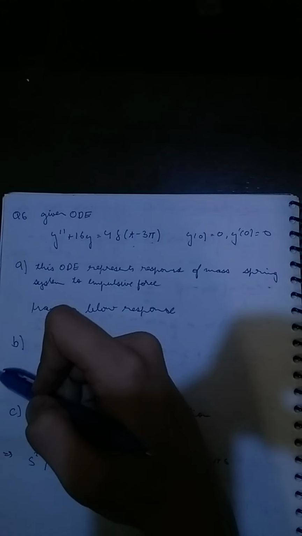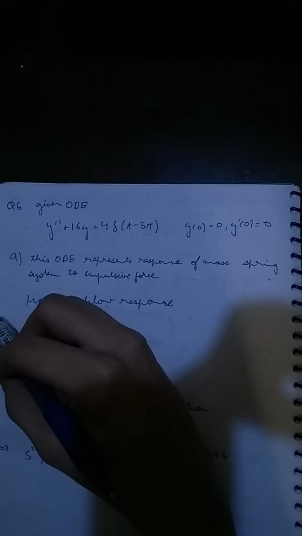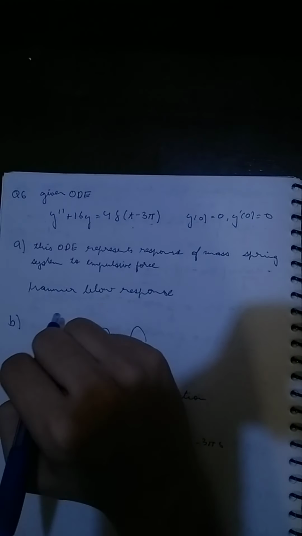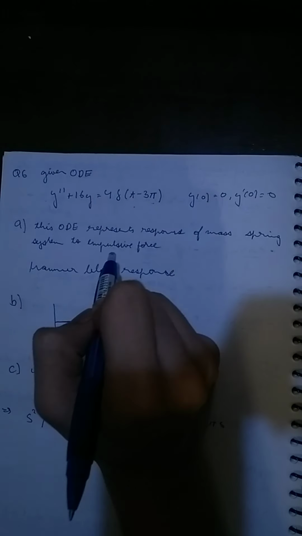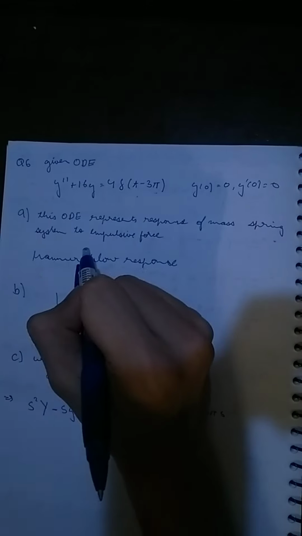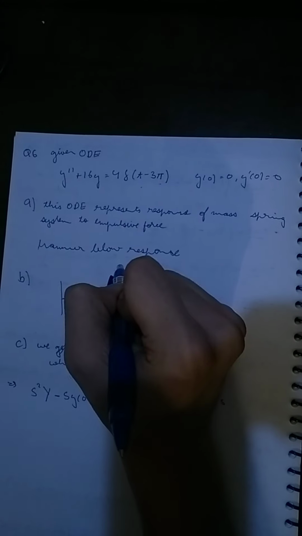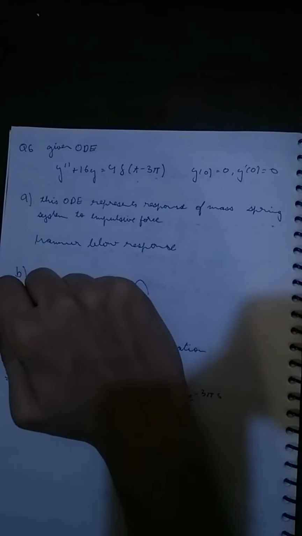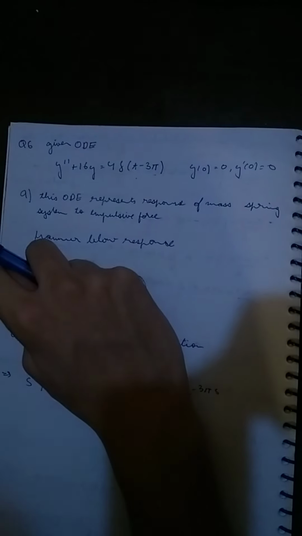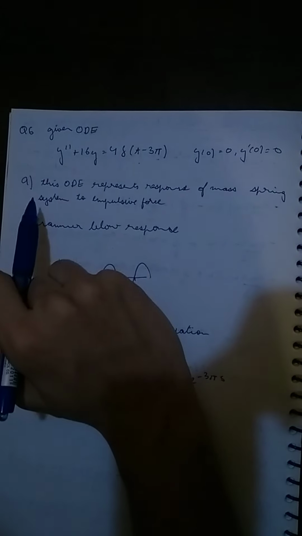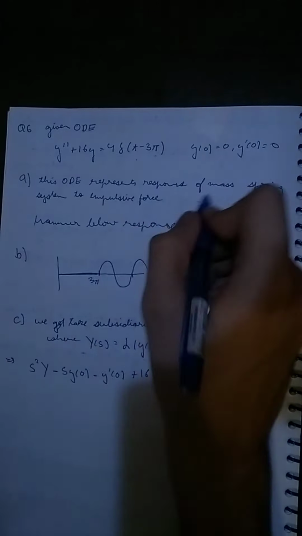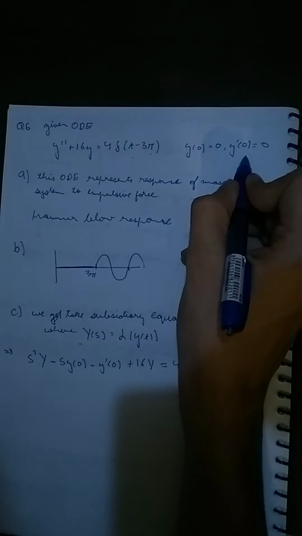So in this question we have been given this ODE. This ODE represents a response of a mass spring system to an impulsive force, which is due to a real life phenomenon. This is seen in a hammer blow response to the mass spring system. Now for the graph, what we will probably get is a sinusoidal function which gets an impulsive force at 3 pi. So when we plot this, initially it will be 0, which we have been given, and at 3 pi we'll get an impulsive force.